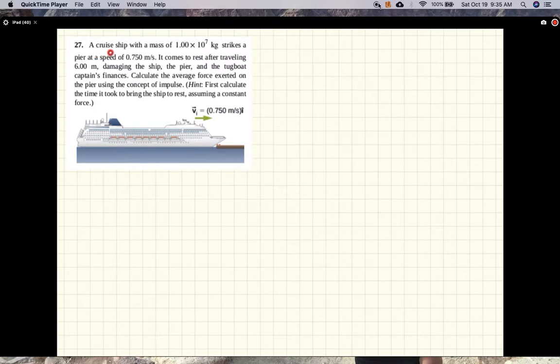Okay, this problem says a cruise ship with a mass of 10 to the power 7 kg strikes a pier at a speed of 0.75 meters per second. It comes to rest after traveling 6 meters, damaging the ship, the pier, and the tugboat captain's finances. Calculate the average force exerted on the pier using the concept of impulse.